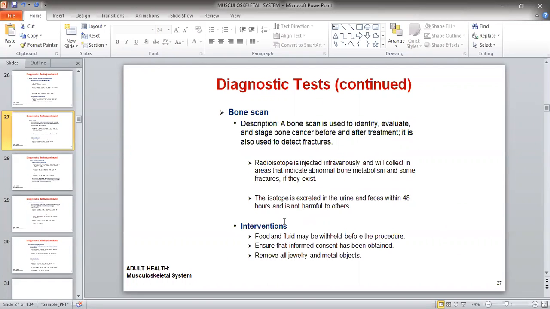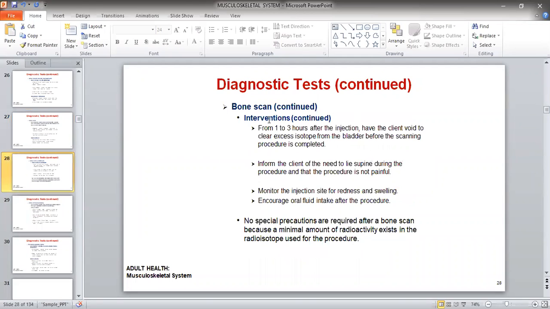What are the interventions? Food and fluid may be withdrawn before the procedure, and make sure that informed consent has been taken, and remove all jewelry and materials. Keep in mind, informed consent is taken by the doctor. What is your role? You will be there as a witness. You will make sure the doctor has taken the informed consent before the procedure.